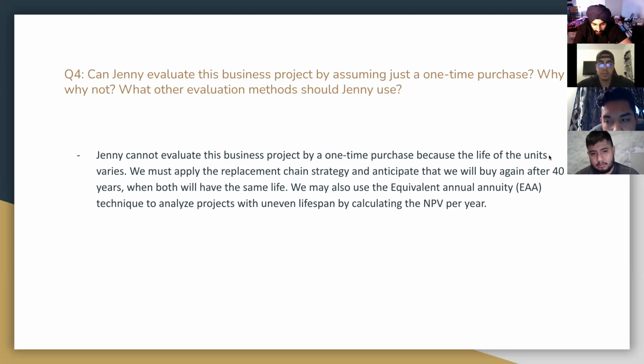We must apply the replacement chain strategy and anticipate that we will buy again after 40 years, when both will have the same life. We will also use the equivalent annual annuity (EAA) technique to analyze projects with uneven lifespans and calculate the NPV per year.